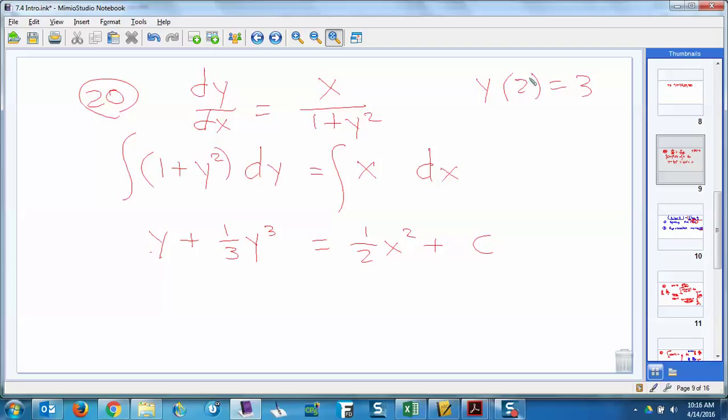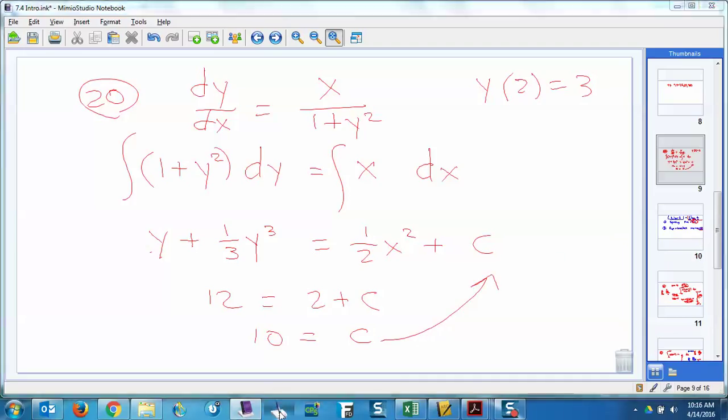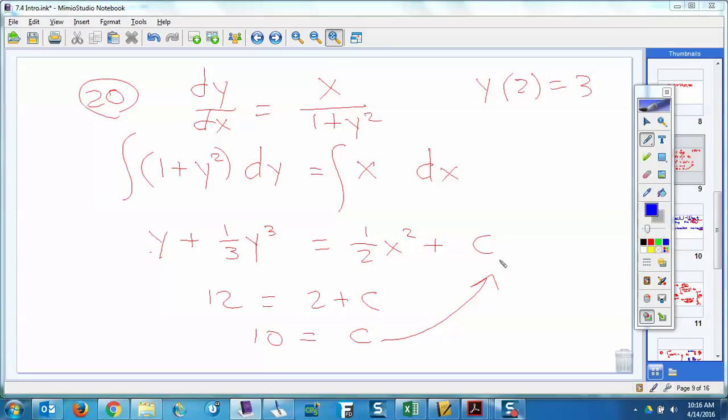Now, we do need to plug our initial condition in, so we put a 3 in here. 3 cubed is 27 times a third would be 9, plus 3, so that'd be 12. Put a 2 in here, 4 times a half is 2, so c would equal 10, is that right? And then put that back into here, take out the c and replace it with a 10. Okay, and so that would be your solution right there.